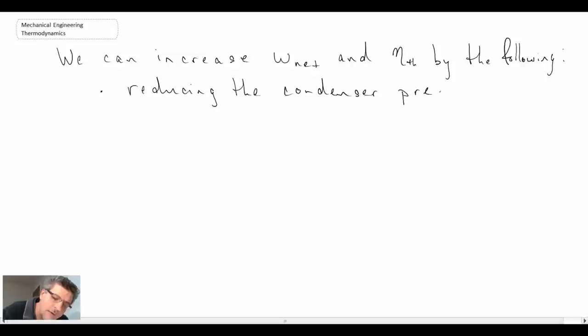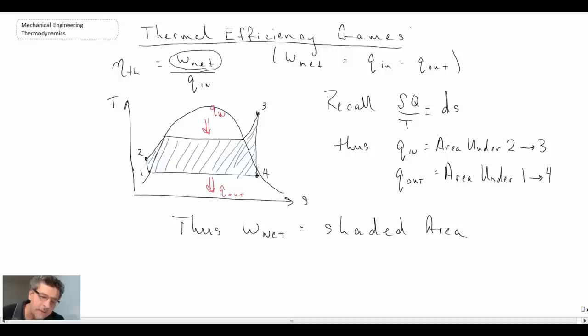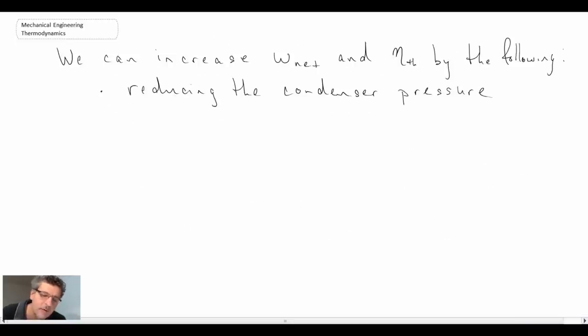One thing we can do is reduce the condenser pressure. And what would that do? Well, if we look back on this diagram here, that would drop 1 through 4 lower, and it would make the area of Q out less, and consequently, that would help increase the thermal efficiency. We can superheat the fluid to a higher temperature.